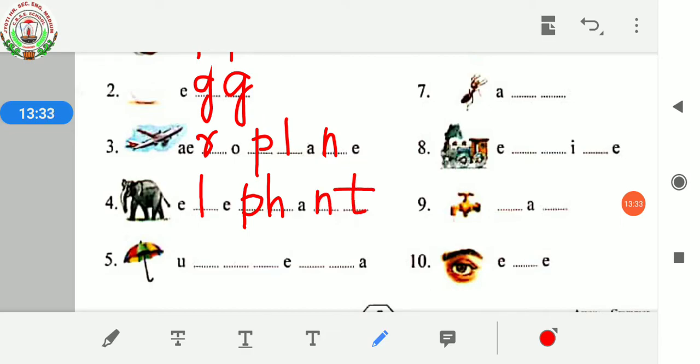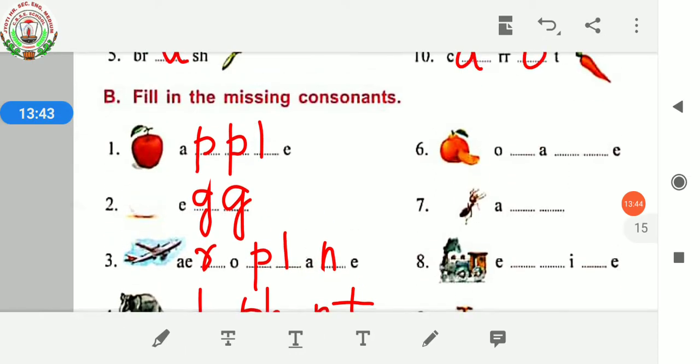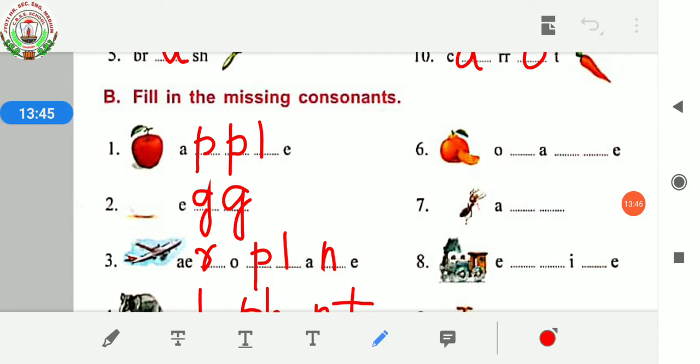Elephant, elephant. Next one, umbrella. Umbrella, umbrella. Okay. Now, number 6, it's an orange. Orange, orange. Next one, ant. Ant, ant. Next one, engine.